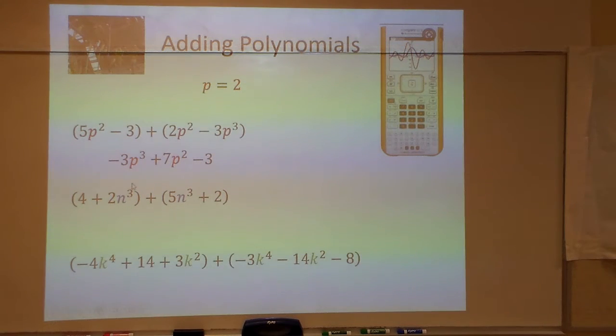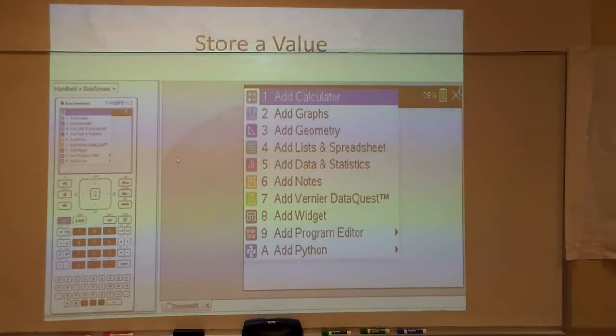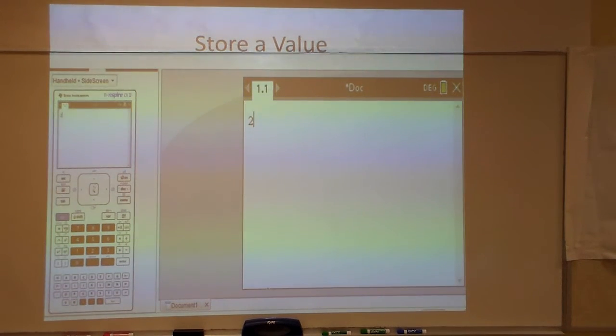There's only 1p cubed, and 5p squared and 2p squared, I'd make 7. I know the answer is going to be this here. So what I'm going to do is go to add calculator, and I'm going to put in the number 2.